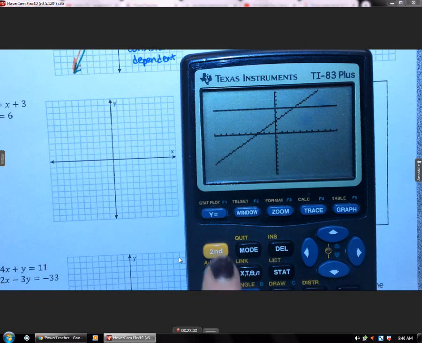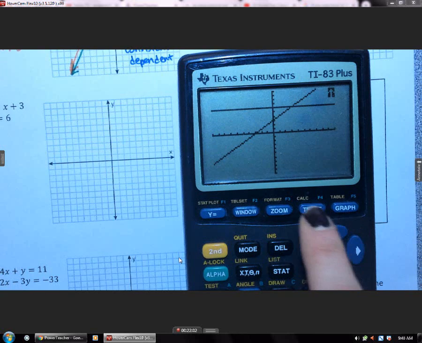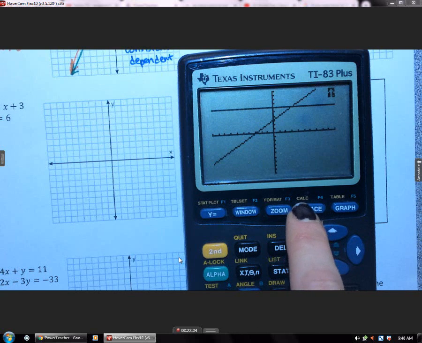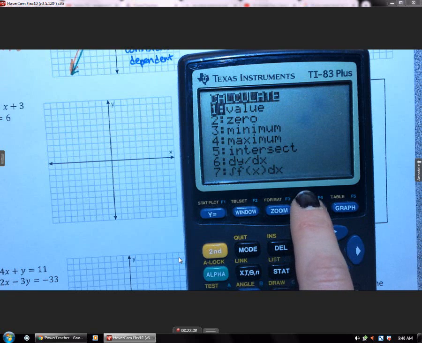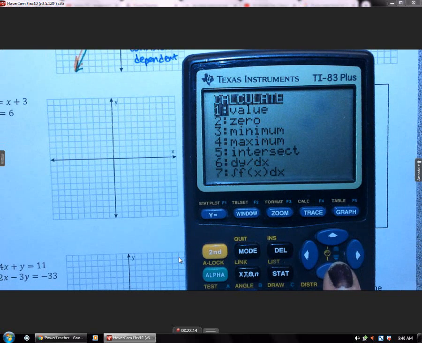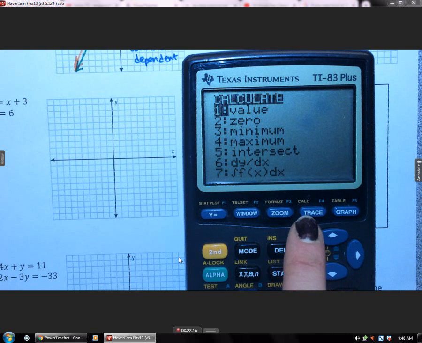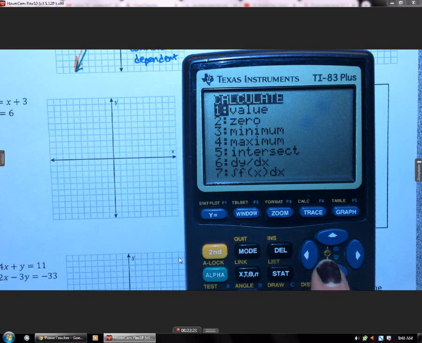We're going to press the second button. It's going to be calc, but it's really the trace button. So second calc. Type this in, please. See how it says calc in yellow or blue behind it? I'll say second calc a lot. Second trace. And then which one do you think would tell you where they intersect?